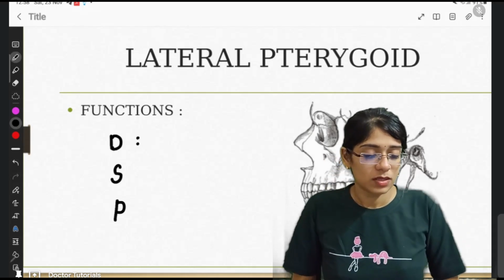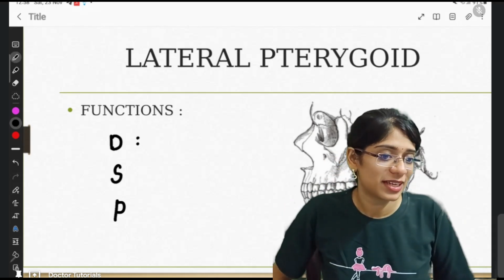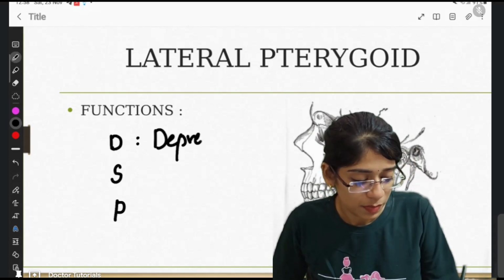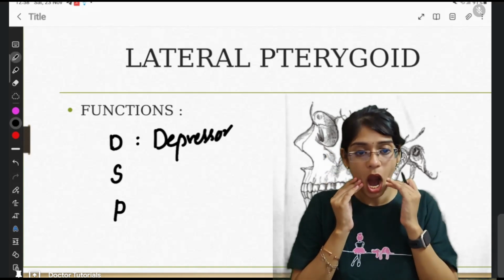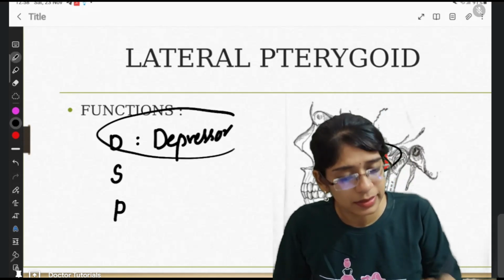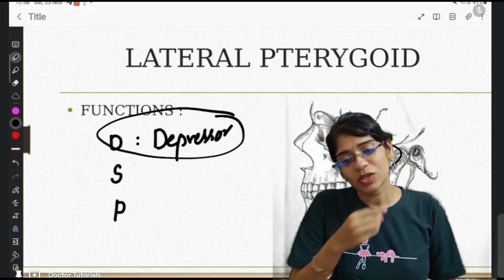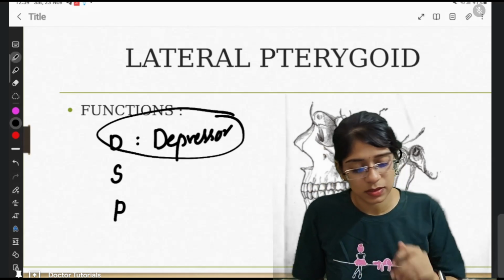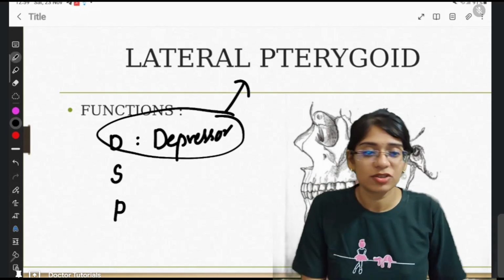Now, so we are learning the functions of lateral pterygoid. D stands for depressor. It is a depressor of the jaw. Very important, this has come in multiple exams. Which is the only depressor in the mastication muscles? That is your lateral pterygoid.